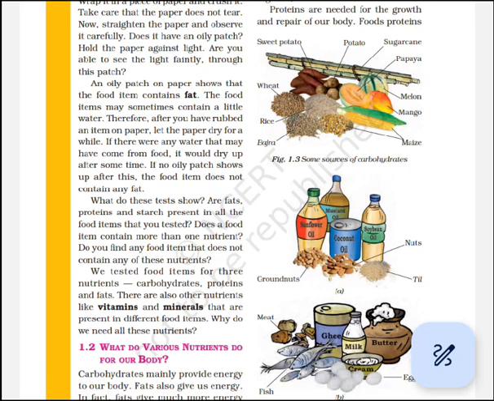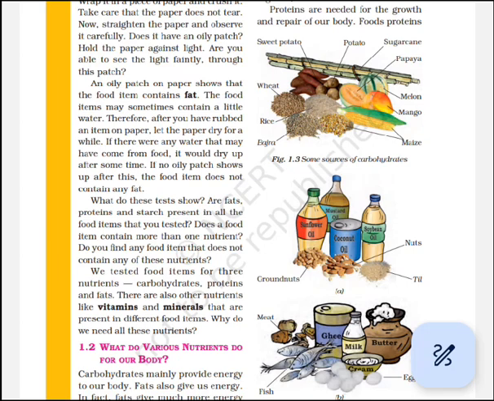What do these tests show? Are fats, proteins, and starch present in all the food items that you tested? Does a food item contain more than one nutrient? Do you find any food item that does not contain any of these nutrients? We tested food items for 3 nutrients: carbohydrates, proteins, and fats. There are also other nutrients like vitamins and minerals that are present in different food items. Why do we need all these nutrients?